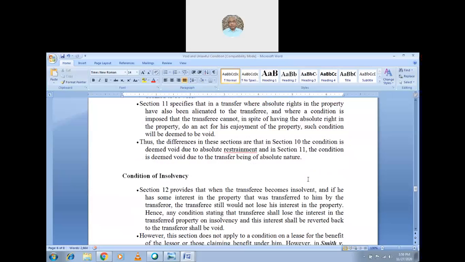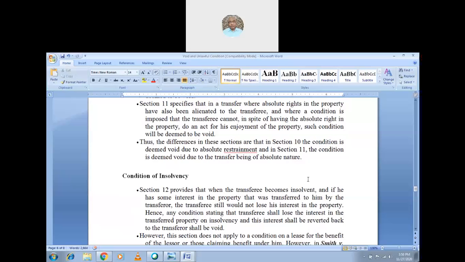The last difference between these sections is that in section 10, the condition is deemed void due to the absolute restraint, and in section 11, the condition is deemed void due to the absolute nature of the transfer. So these are the differences we will find between section 10 and section 11 when comparing the absolute conditions.